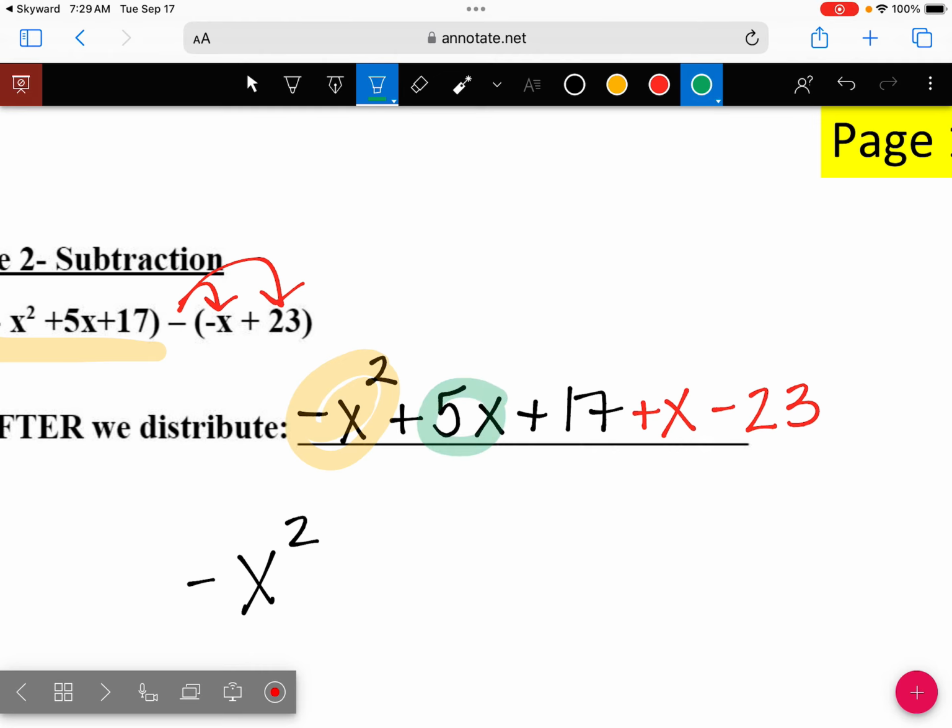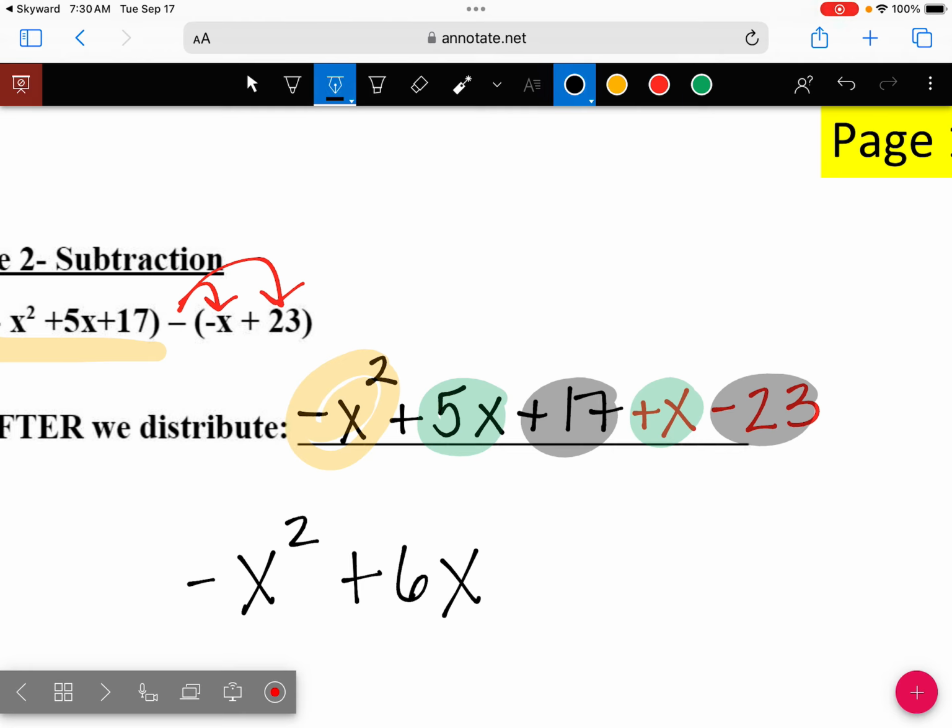And then we have our 5x and our 1x. 5x and 1x. So Adriel, what would that give you? 5x plus 1x. 6x. And then lastly, in your calculator, add the 17 minus 23. 17 minus 23. What'd you say, Gabby? Negative 6. Anybody else get negative 6? All right, that's it. Couple more questions.